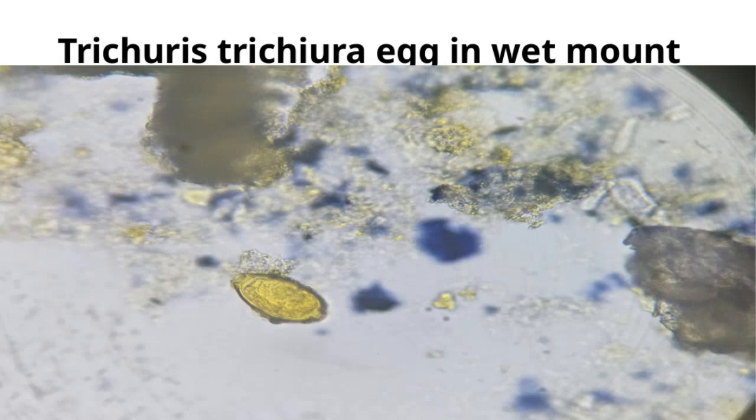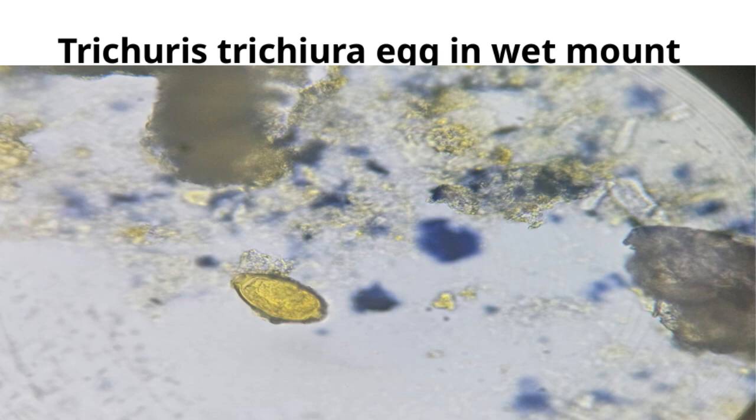Today, I want to draw your attention to the Trichuris trichiura egg as seen in a wet mount. This slide highlights the distinctive features that help us identify this parasite under the microscope. As you can see, the egg has a characteristic shape. It's barrel-shaped with clear bipolar plugs at each end. These plugs are key identifiers and are quite prominent in microscopic examinations.